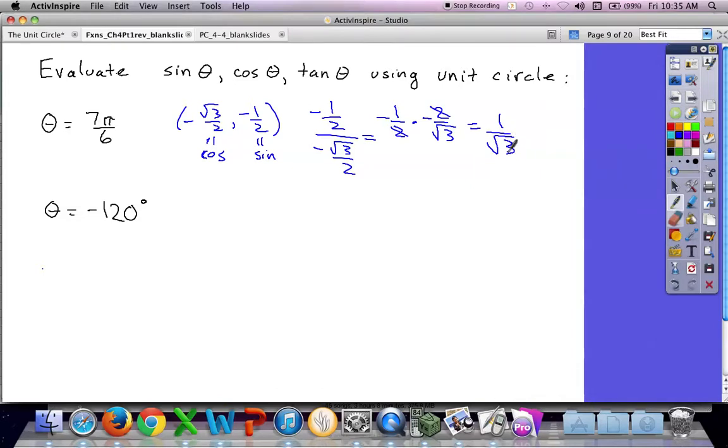Right? But then we wouldn't leave it with a square root of 3 in the denominator. What will that look like rationalized? Square root of 3 over 3. Right?